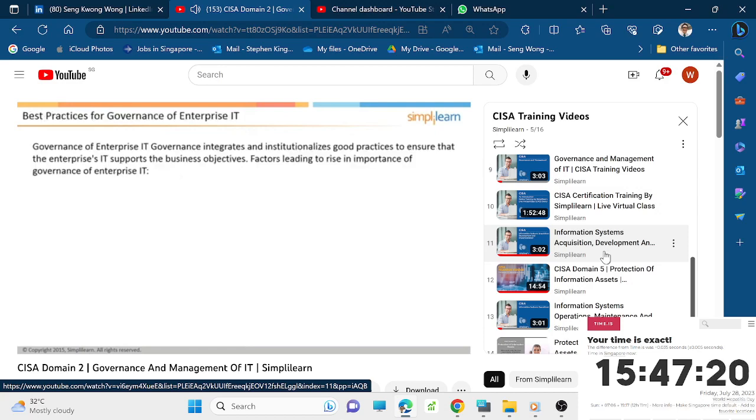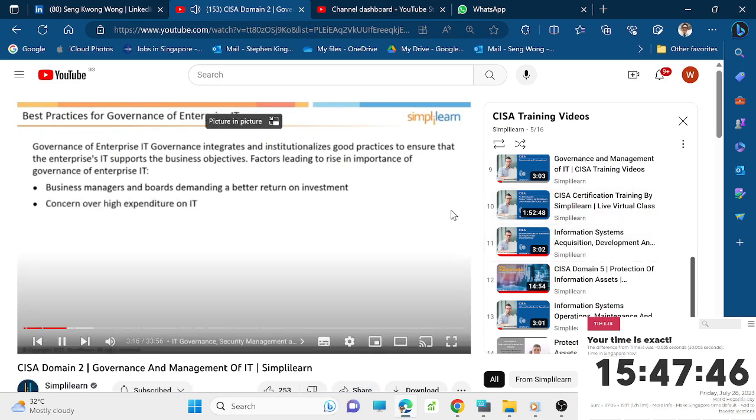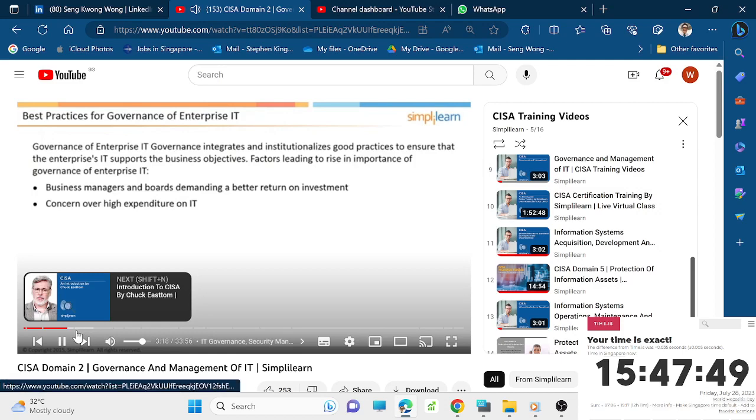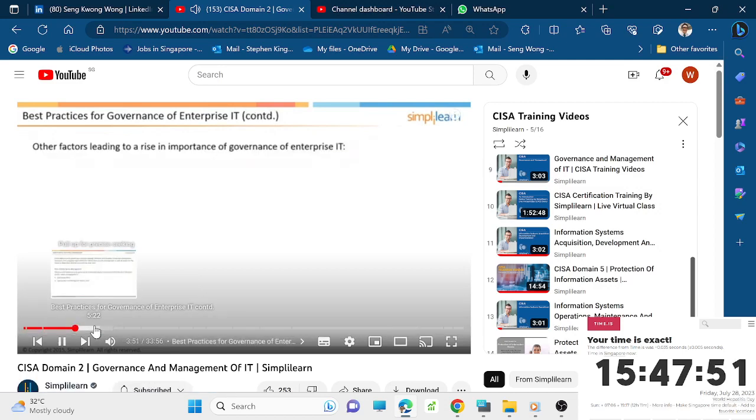Governance of enterprise IT integrates and institutionalizes good practices to ensure that the enterprise's IT supports the business objectives. The factors that have led to the rise in the importance of governance of enterprise information technology include business managers and boards now demanding a better return on investment, and an increasing concern over high expenditure on IT. Let us continue to learn about the best practices for governance of enterprise IT in this screen.